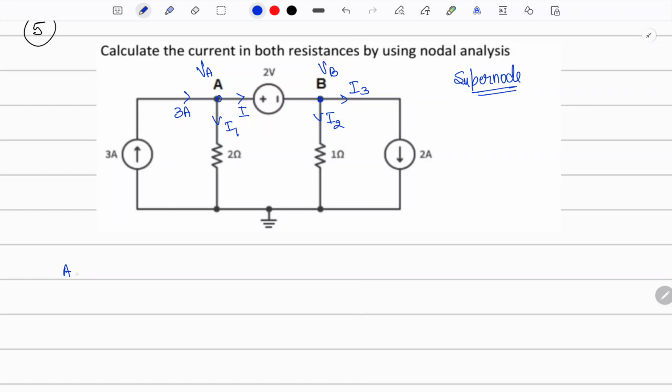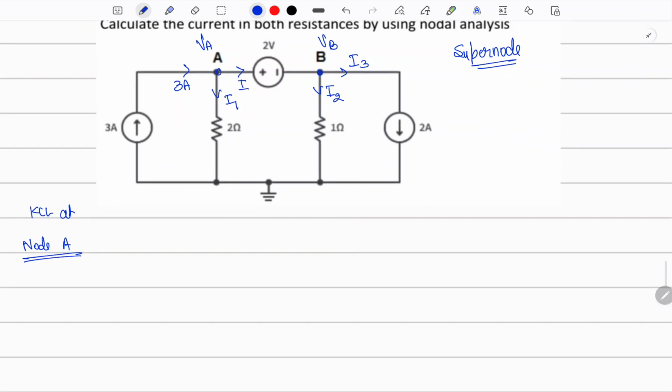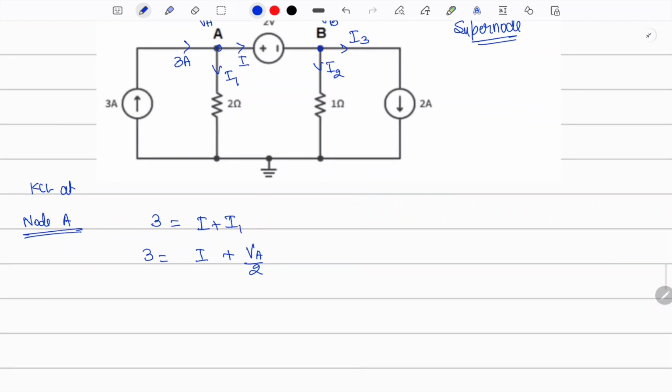Now apply KCL at node A. So 3 ampere is nothing but I plus I1. What is the value of I? We don't know, we will put it like that. I1 value is VA by 2, so I can write I is equal to 3 minus VA by 2, equation 1.